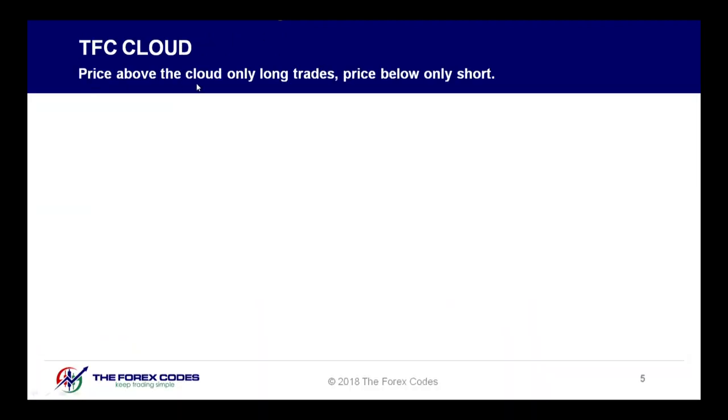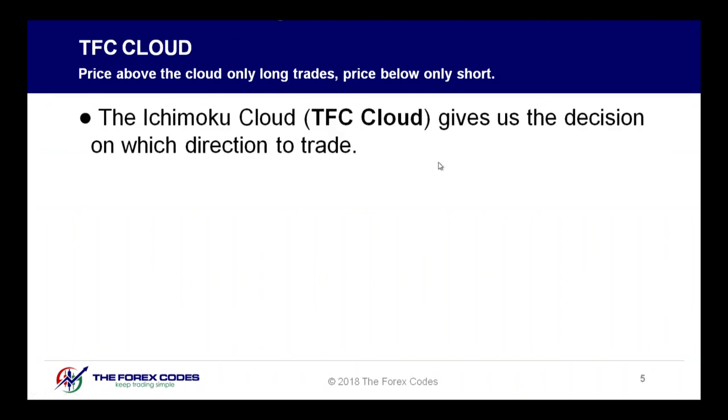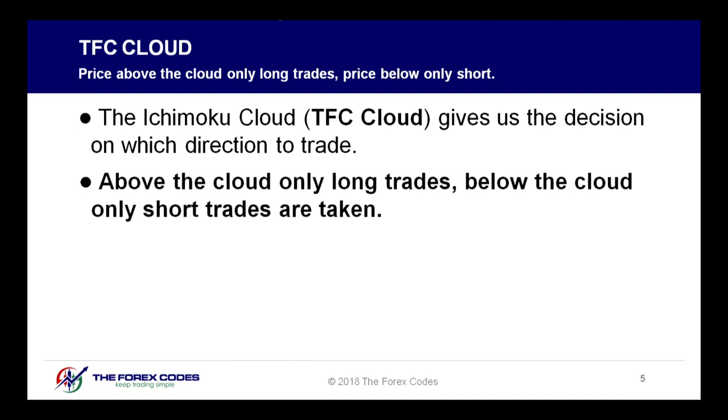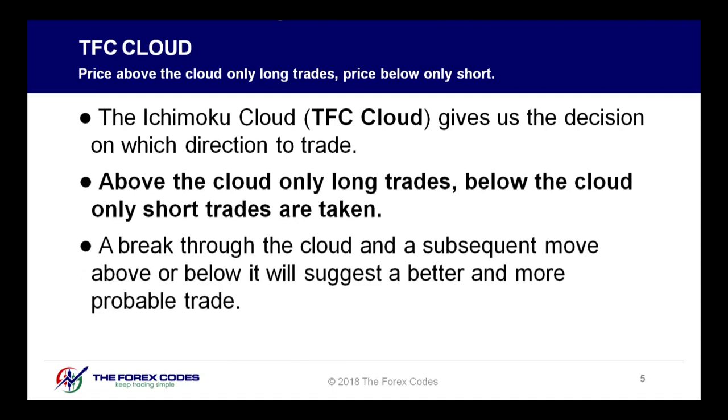So there you go, price above the cloud only long, price below the cloud only short. So it's given us the decision on which direction to trade. Now if the other indicators are indicating long but the cloud is telling us short, we don't do anything, do we? Okay. Now a break through the cloud and a subsequent move above or below it will suggest a better and more profitable, more probable trade.